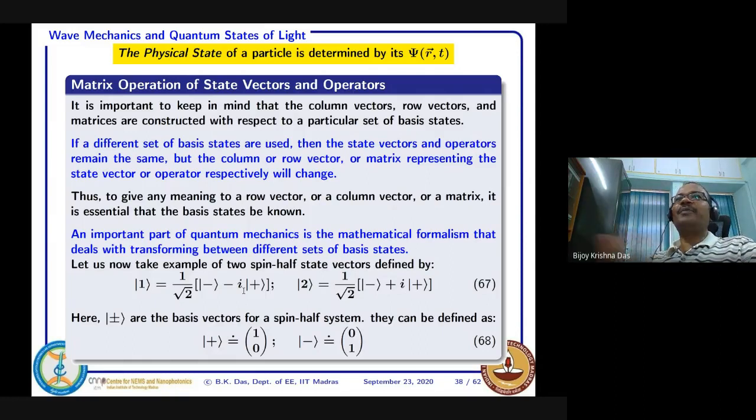Then you can represent your spin of an electron or polarization of a photon. Polarization means it can be polarized in one particular direction, or an orthogonal polarization we can think of. Okay, so we are writing one basis vector as minus and another basis vector as plus, and these basis vectors will have certain kinds of coefficients, right?